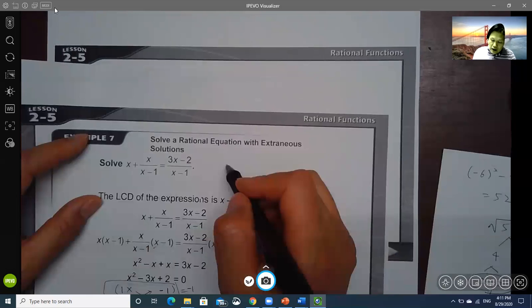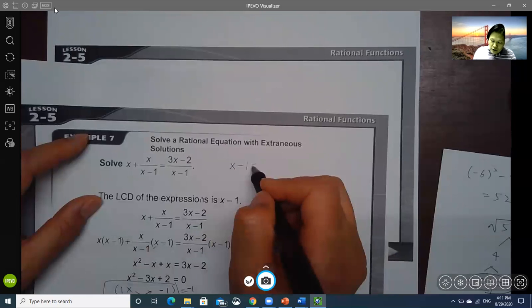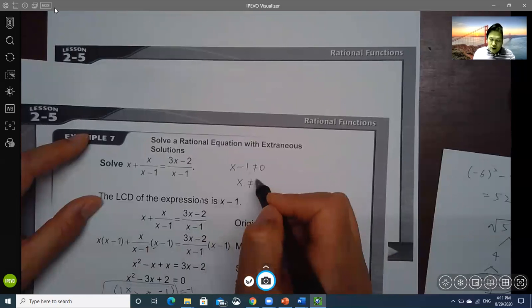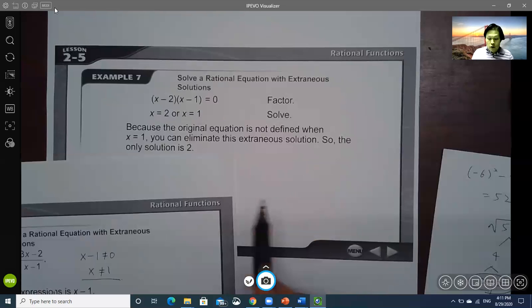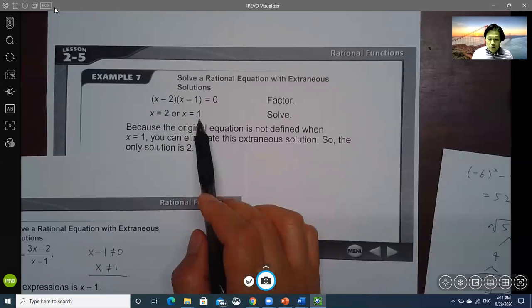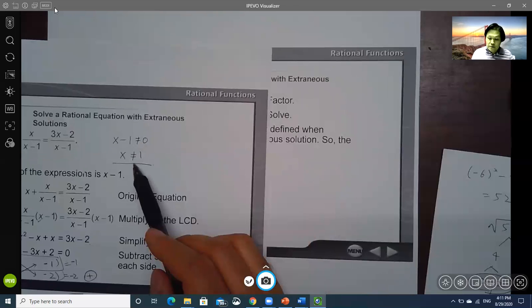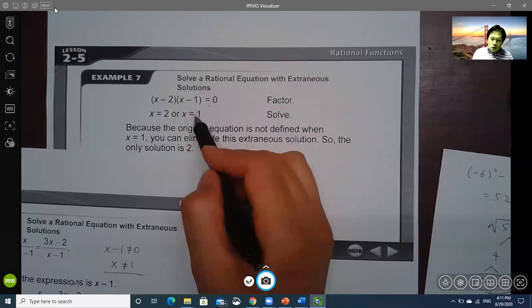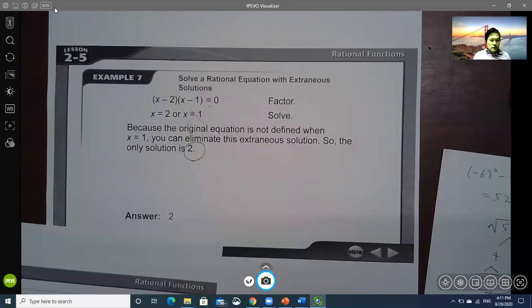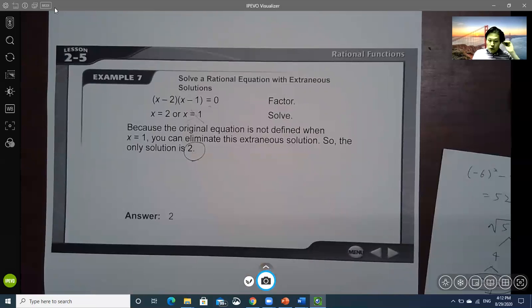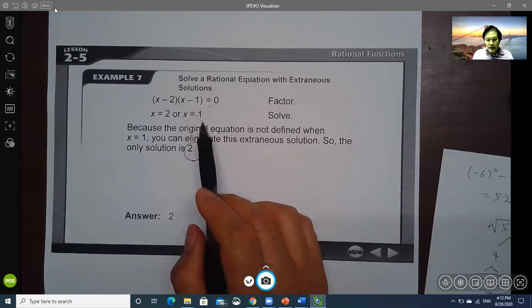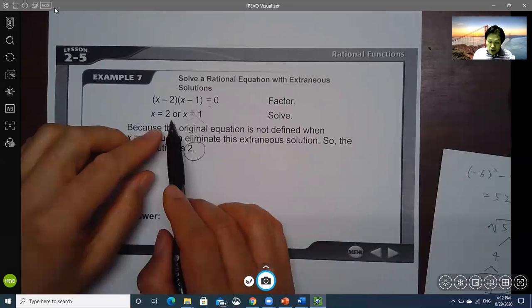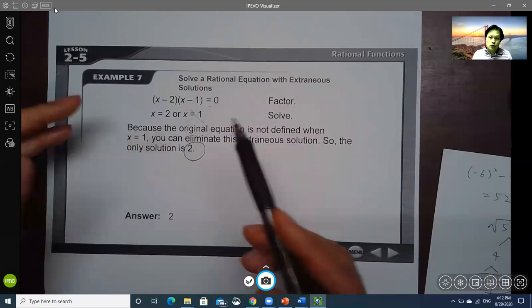Denominator cannot equal 0, which means x cannot equal 1. And it happened to be one of our final answers is 1. Make sure dump 1. 1 cannot be. So only solution is 2. So do you see? If you don't check, you might say my answers are 2 answers, 2 and 1, then I'm going to lose you.